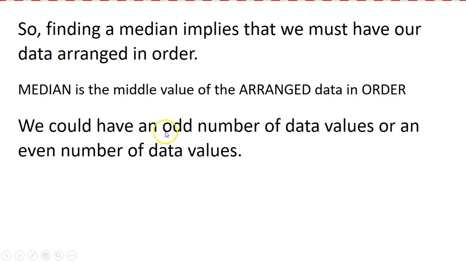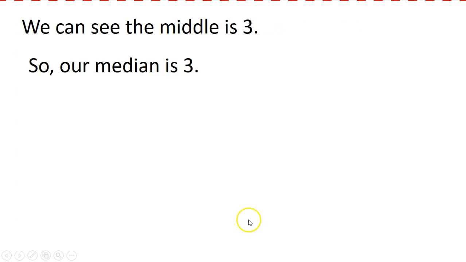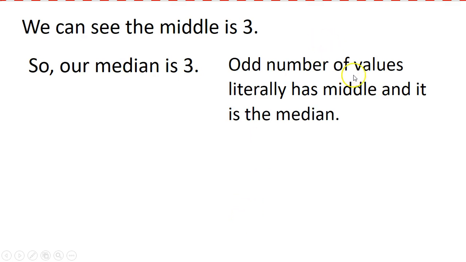All right. We could have an odd number of data values or an even number of data values. You guys have seen this so many times. It's why I can burn through this a little faster than some of the other concepts. You know how to find a median by this point in time. I hope so, before you get into this course. But the point is, I took the data, I arranged it, and this is the exact middle, 3. There is your median of the data. Odd numbers of values, literally the middle, is the median.